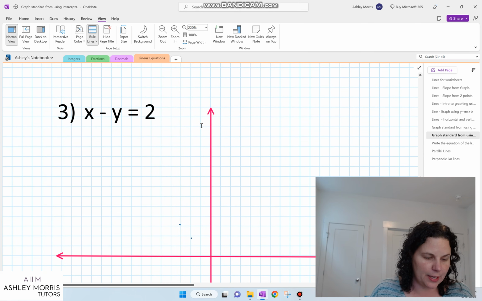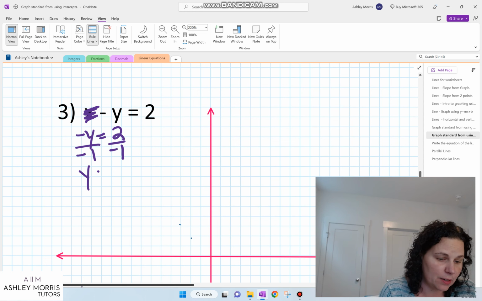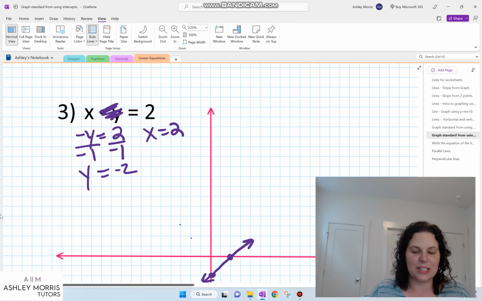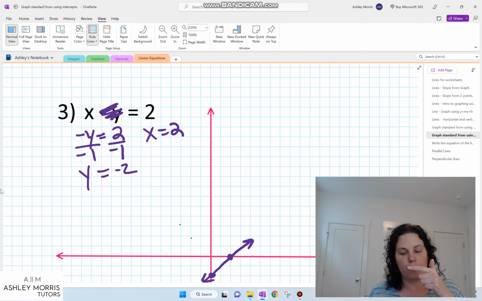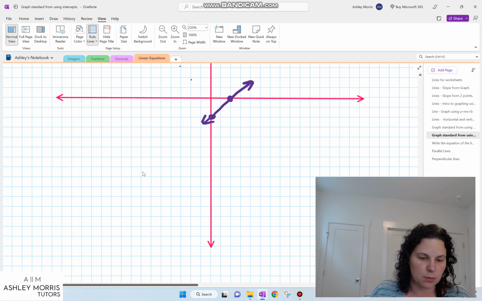All right, cover up method again. I'm going to cover up the x. That gives me negative y equals 2. That's an invisible negative 1. So I'm going to divide by negative 1. So my y is negative 2. Cover up the y, and that gives me x equals 2. So that's done. And then just connect my dots. This is really handy when you have fractions, I think. Because if my y-intercept is a fraction or a decimal and then I'm counting up and over, I know me, I'm not going to be super duper accurate. So I like this one if there's decimals and fractions involved.